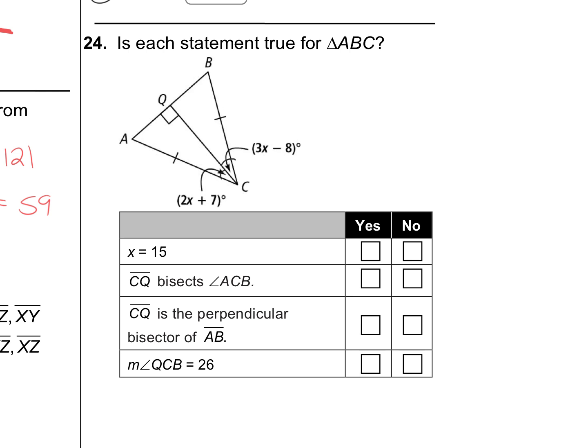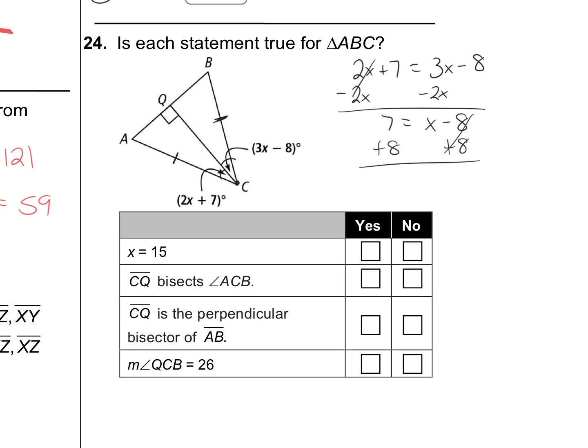These two are equal because of that equidistant point. They meet at that point. So I can say 2x plus 7 equals 3x minus 8. We all comfortable solving algebra? So 7 equals x minus 8. Do we end up getting 15 for x? Yes. So x indeed is 15.